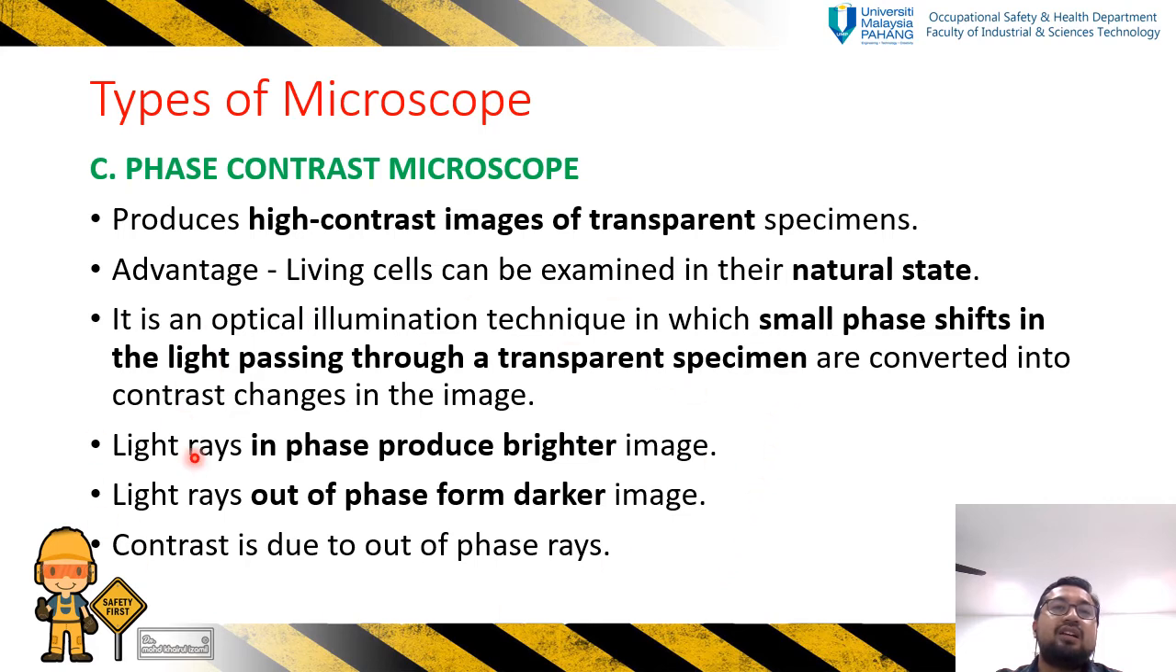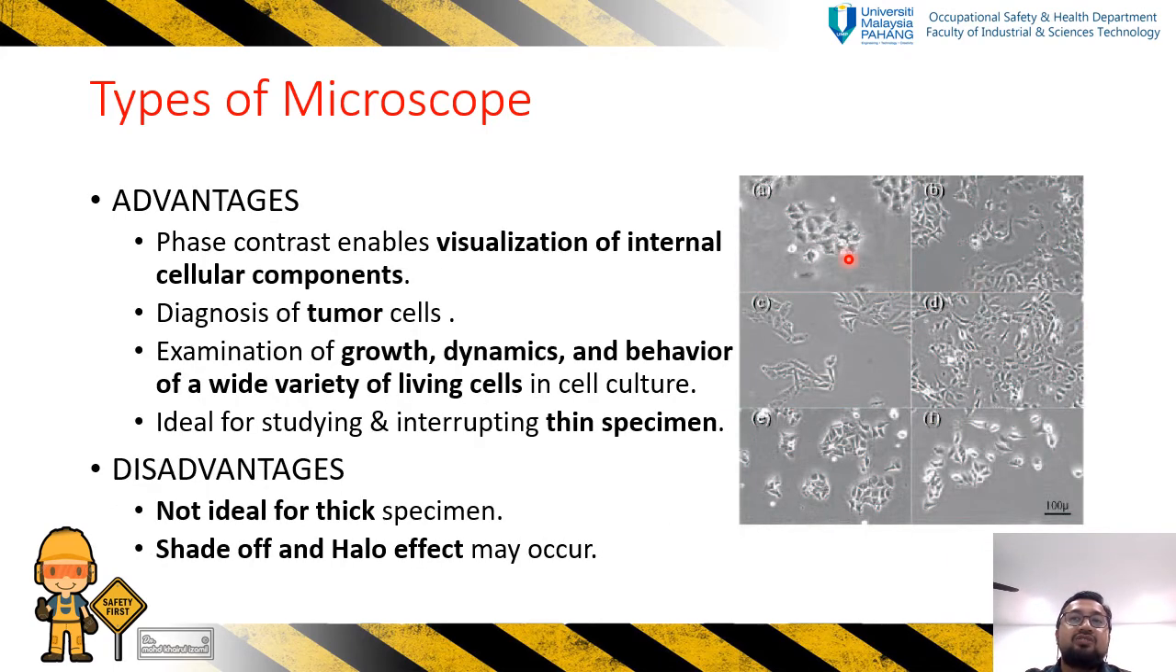Dia guna konsep ni lah. Bila cahaya tu lalu, okay, yang mana dia rays in phase, dia akan menghasilkan image yang lebih cerah. Kalau out of phase, dia akan menghasilkan image yang gelap. So bila kontras, kita nampaklah spesimen tu dengan lebih jelas. Sebagai contohnya ni, kita nampak bila ada kawasan yang phase in dengan phase out, dia akan menghasilkan kontras yang berbeza dan benda tu akan menghasilkan image spesimen tersebut.